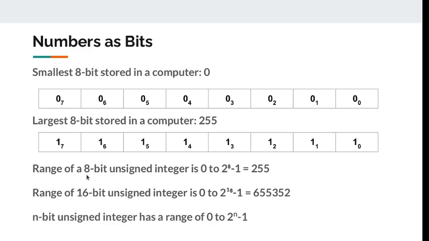So the range for an 8-bit unsigned integer is 0 to 2 to the power of 8, the radix, minus 1, because we start with 0, so 255. And you can see the difference when you have larger words of bits.